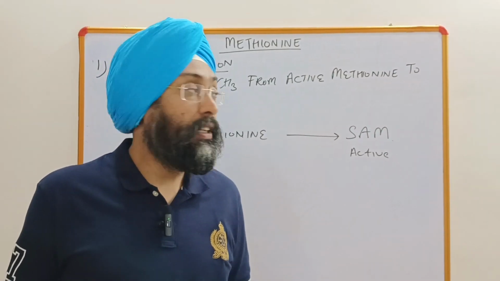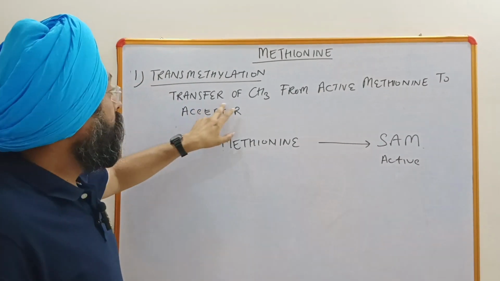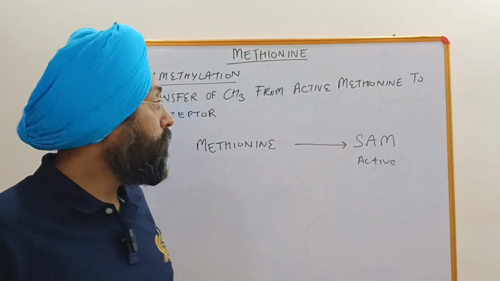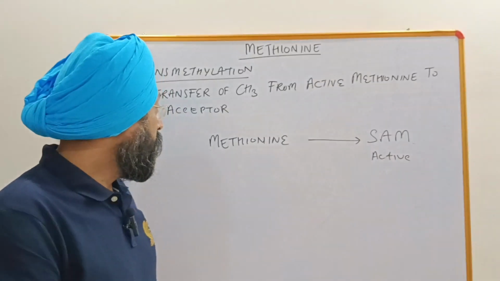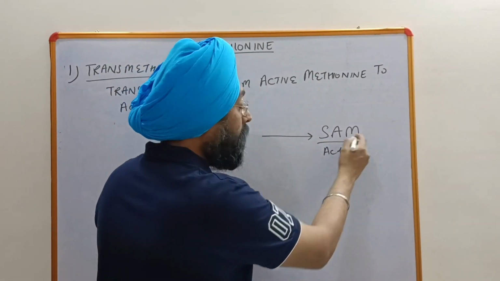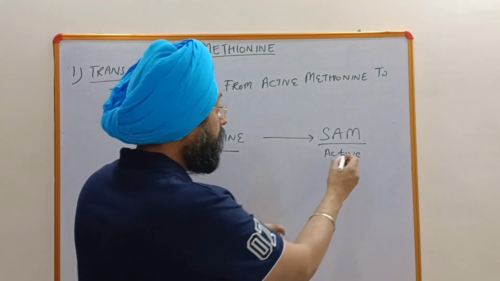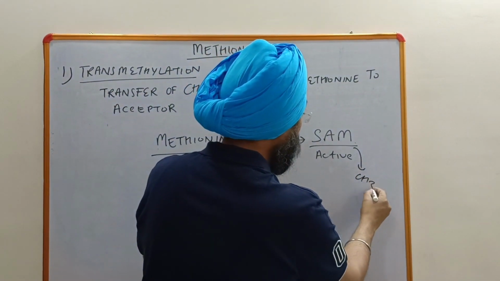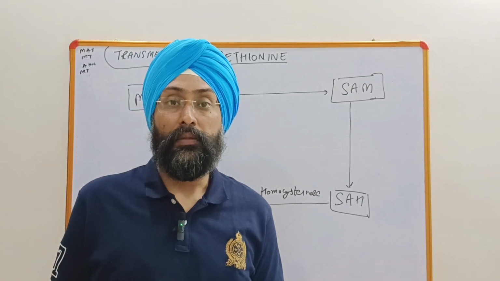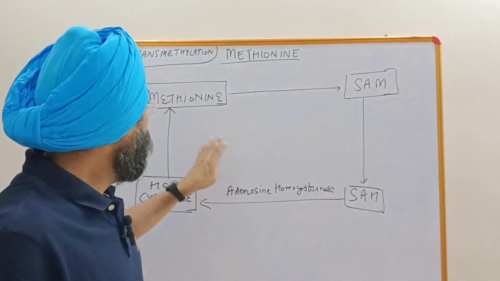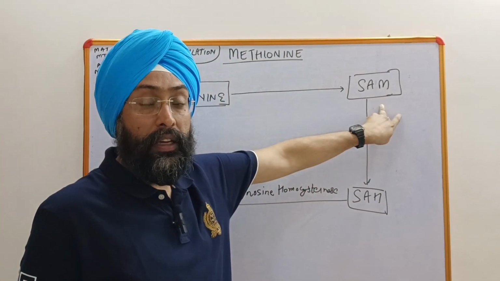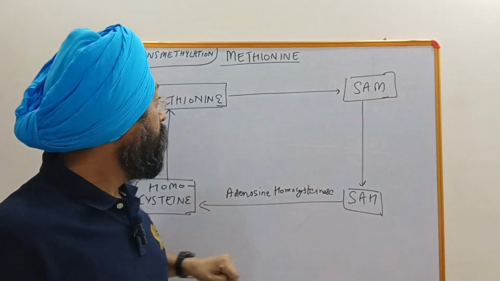Now we will start with transmethylation. Transfer of methyl group from active methionine to an acceptor is known as transmethylation, right? For example, we have methionine. It is activated to form S-adenosyl methionine that can donate methyl groups, and this is the active form, right? Now we'll discuss all the transmethylation reactions in detail. For example, we have methionine. It is first converted to S-adenosyl methionine, that is active methionine, right?